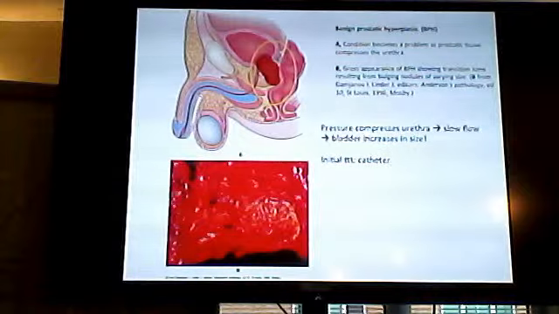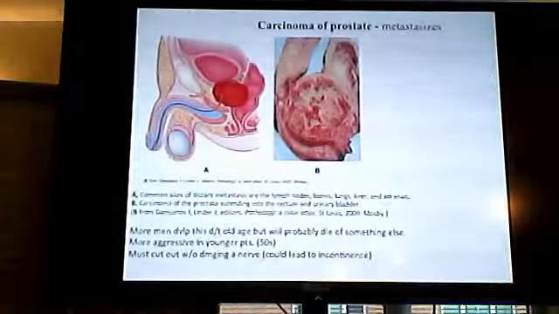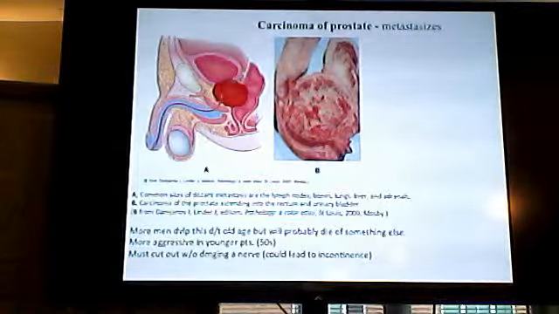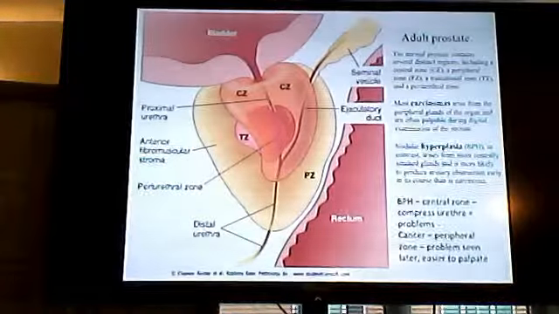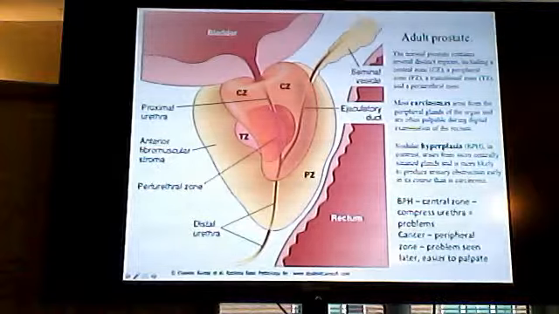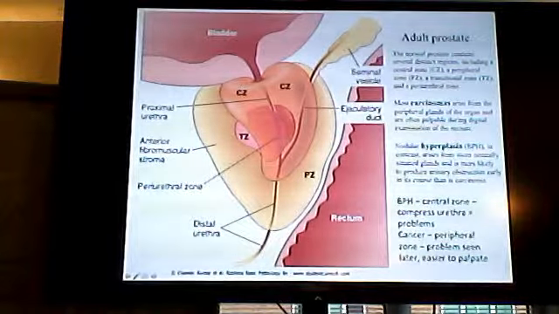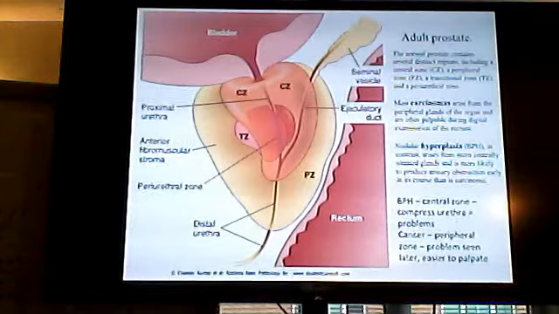Benign prostatic hyperplasia is compressing on the urethra, so it's bad because it'll push on the bladder. Carcinomas of the prostate can metastasize, and the carcinomas are peripheral, whereas the benign prostatic hyperplasia is right at the center, so you can feel it a lot easier.